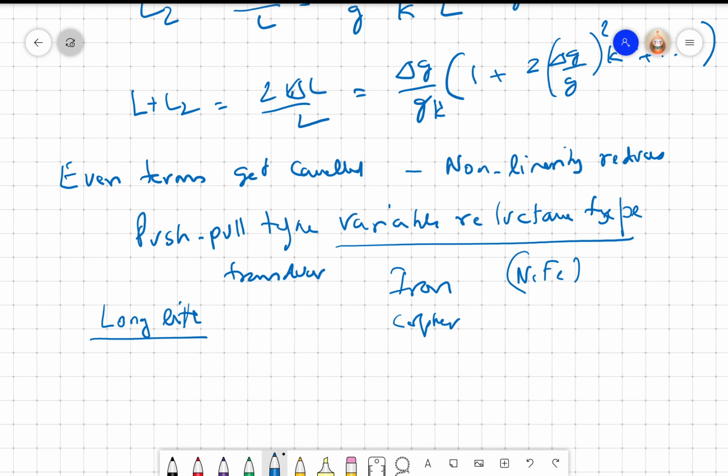right? So whenever you want long life, you need to use materials that also have a long life in the transducer. So this can work for 25, 30, 50 years, whatever number of years.